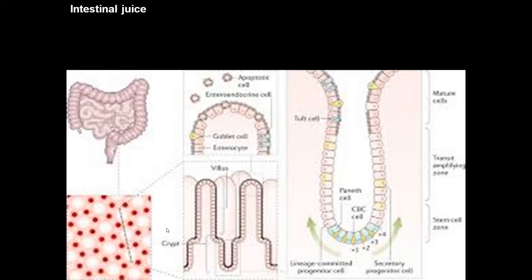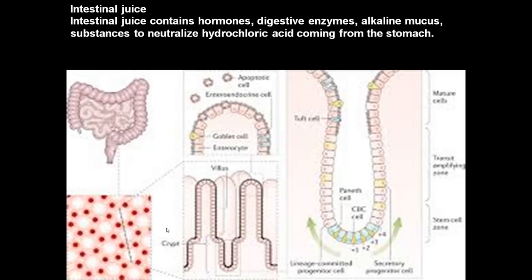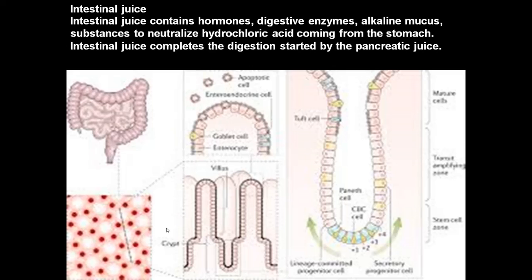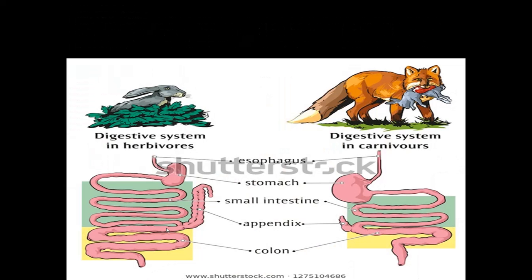Now let us learn about intestinal juices. Intestinal juice contains hormones, digestive enzymes, and alkaline mucus, substances to neutralize the hydrochloric acid coming from the stomach. Intestinal juice completes the digestion started by the pancreatic juice.